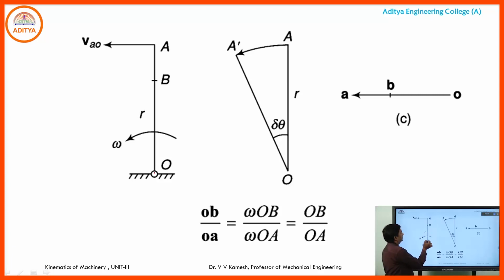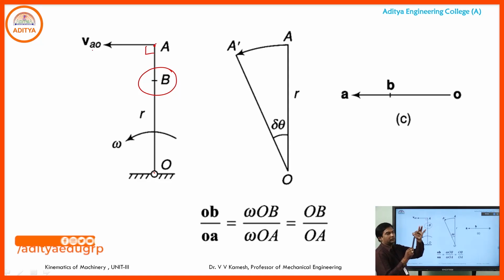So O is the fixed point and A is our starting reference point. The velocity of AO is always perpendicular to the link like this. Now, how to get the velocity of an intermediate point B? This is a very big link. This is the tip. What we calculated till now is the velocity of the tip only.